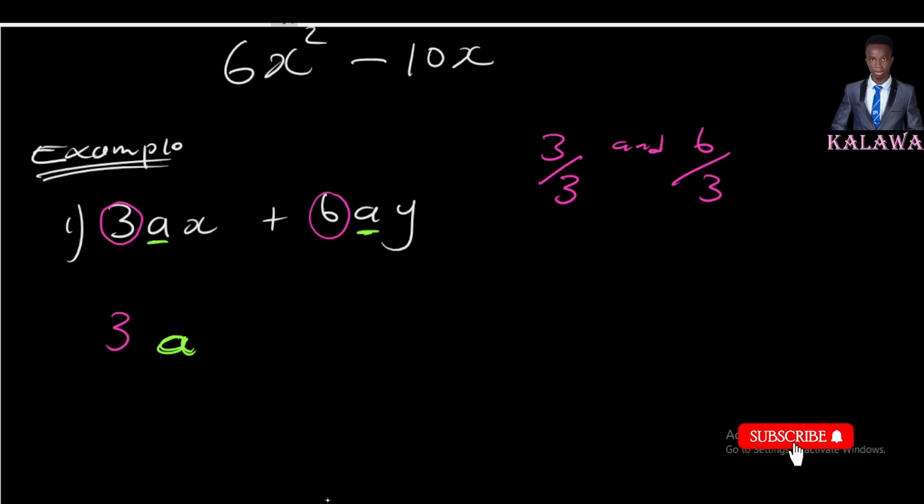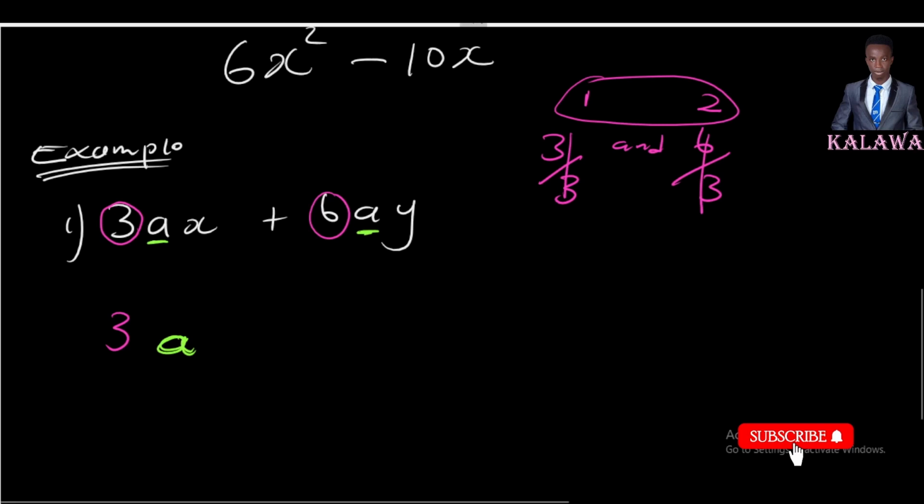So are we listening? If we divide this by 3, this will give us 1. And if we divide 6 by 3, this is going to give us 2. So this 1 and 2 is what's supposed to be in the brackets, including the variables. So the number that can be divided into the two coefficients without any remainder, that's the number we are going to place outside the brackets. Remember, common factor, we always take the common factor outside the brackets, because when we do the inverse, it will give us the same answer just as the question.